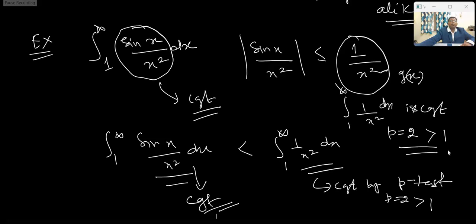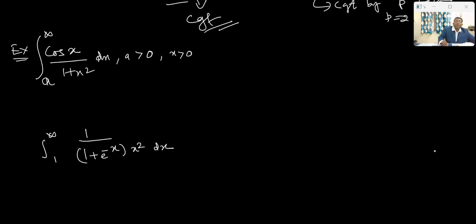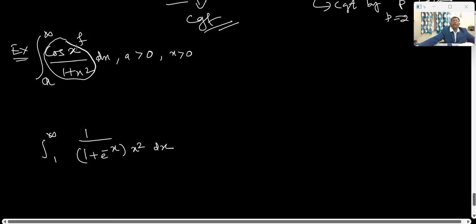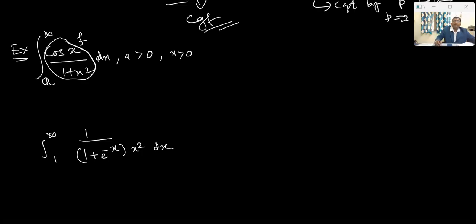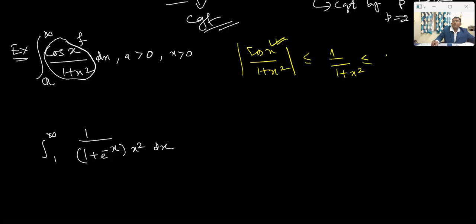Similarly, we have some further examples. Coming to this integral from a to infinity of cos x by 1 plus x square. This is my f. If I take some g, cos x by 1 plus x square is less than 1 by 1 plus x square, since the maximum value of cos is 1. Since x is positive here, it is also less than 1 by x square, because this denominator is smaller, so this is the larger function.